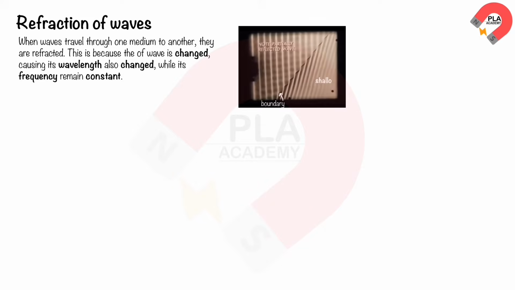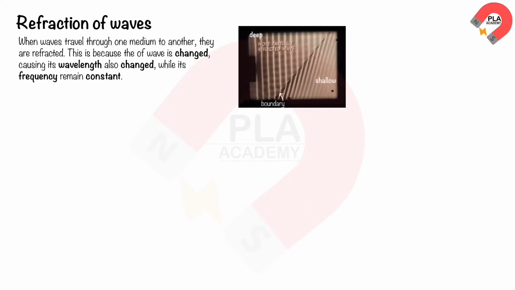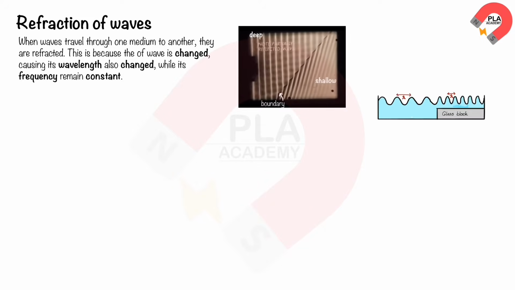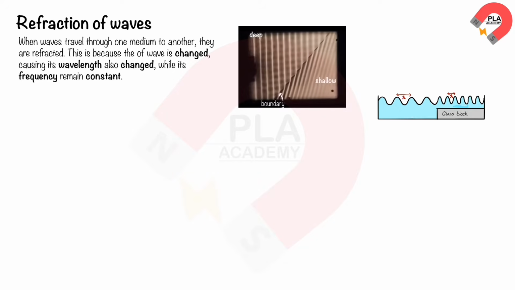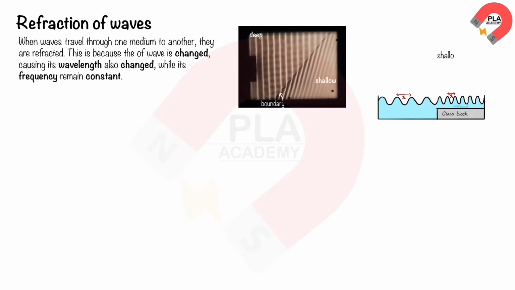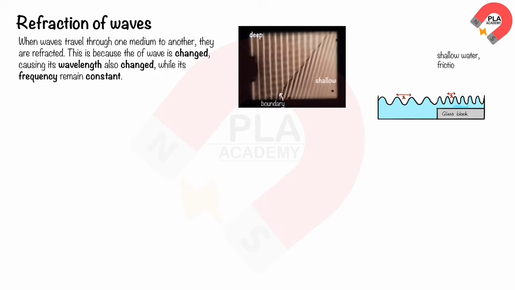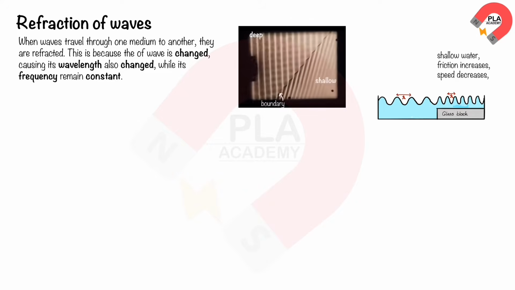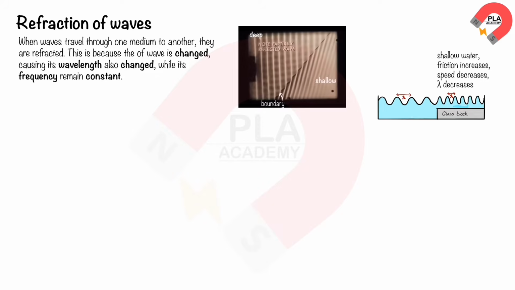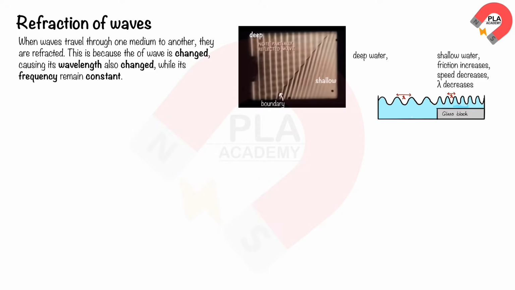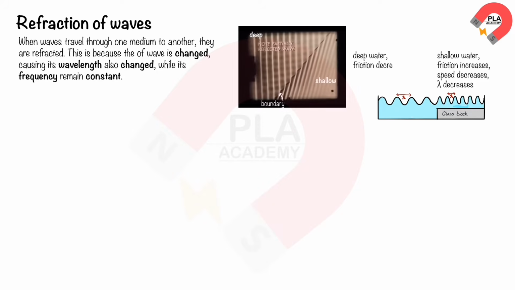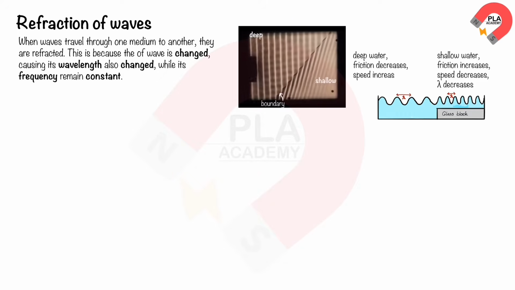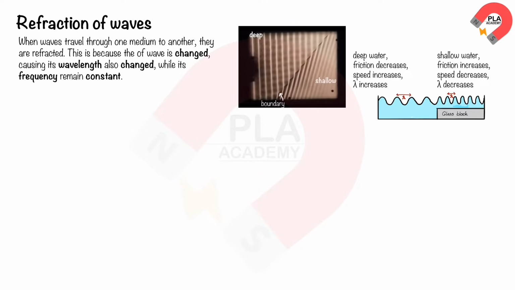This area is shallow water and this area is deep water. In the shallow water, place the glass block in the water. The water waves travel slowly in shallow water due to the friction increase, so the wavelength decreases, while the frequency is constant. The waves travel fast in deep water due to the friction decrease, so the wavelength increases, while the frequency is constant.